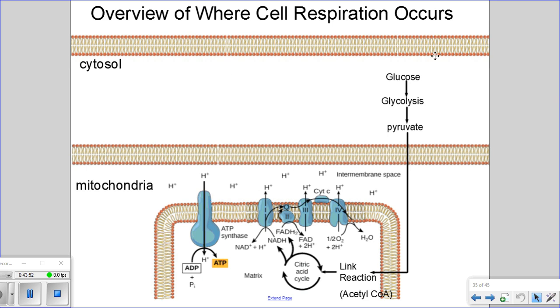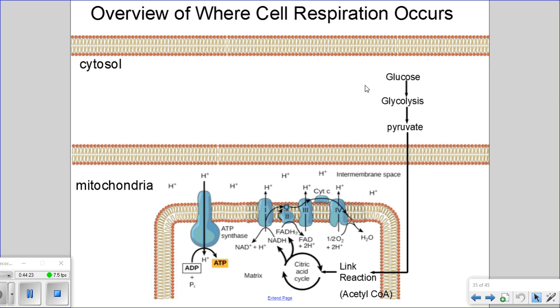Here's the cristae. That's all folded, hence why it looks folded. In the cytosol is where we have glycolysis occurring. This is where glucose will enter glycolysis to generate pyruvate. That pyruvate is then transported into the mitochondria, where it undergoes the link reaction to generate acetyl coenzyme A, and then acetyl coenzyme A can enter the citric acid cycle, the Krebs cycle, generating more NADH and FADH2.